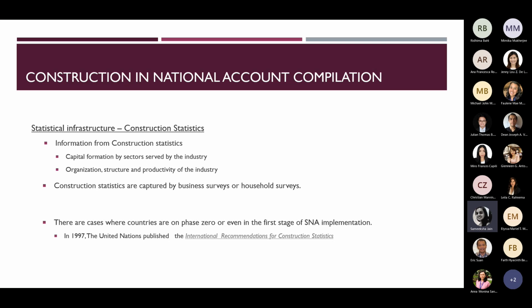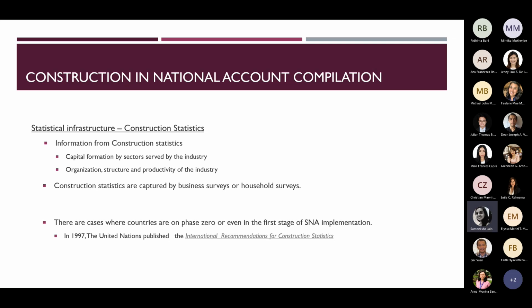We also look at the statistical infrastructure that is recommended for construction statistics to be thorough, complete, and robust, for which it is useful to understand what information construction statistics are really telling us. There are two major uses. One is that it helps to understand the level and significance of the capital formation by various sectors that are served by the industry. And secondly, it also helps us understand the organization structure and productivity of the industry. These statistics are captured mainly by business surveys or household surveys. We'll cover the details of it in a couple of slides later.